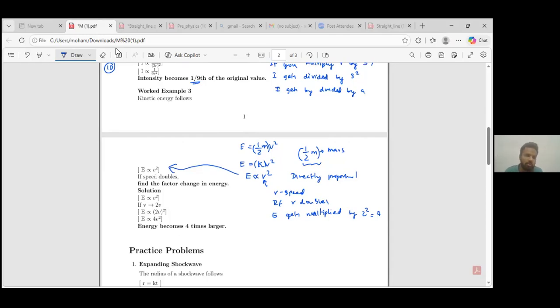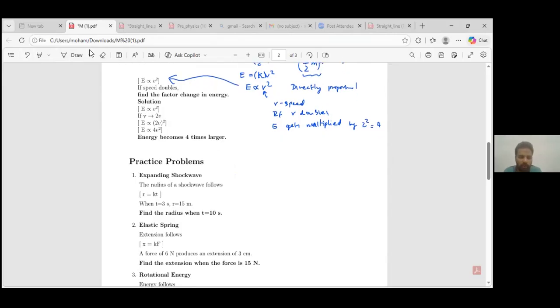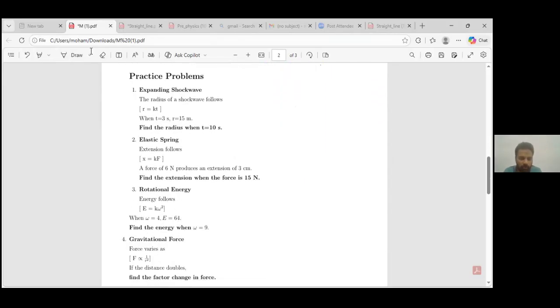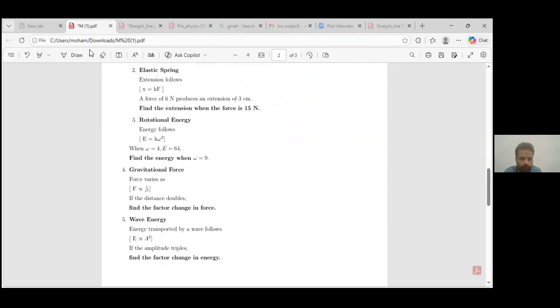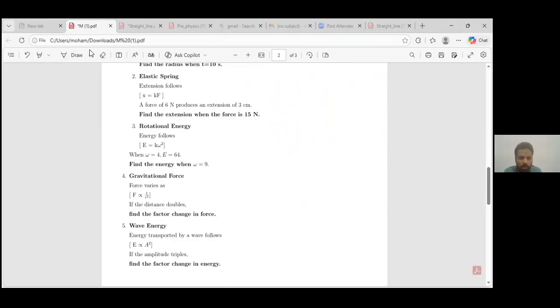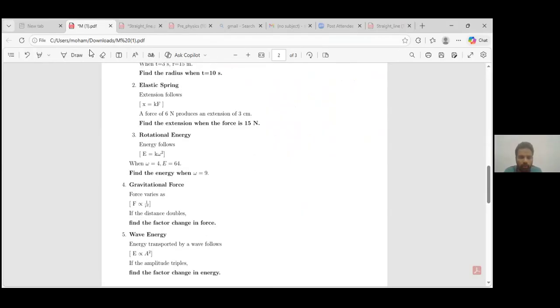Right? So let's go into some more questions, just a few more practice problems. We'll just do one or two. So you can see we have the third question, rotational energy. Energy follows E equals k omega squared. E equals k times this letter, which is called omega, so omega squared.